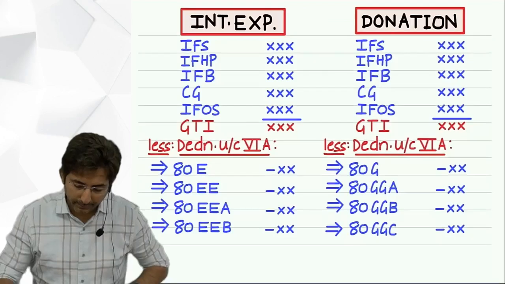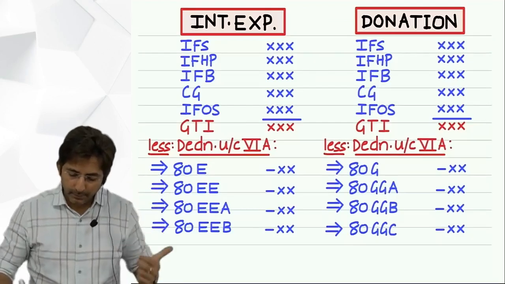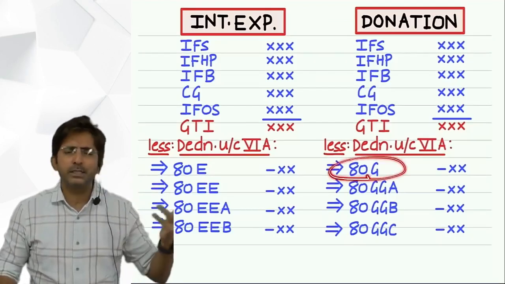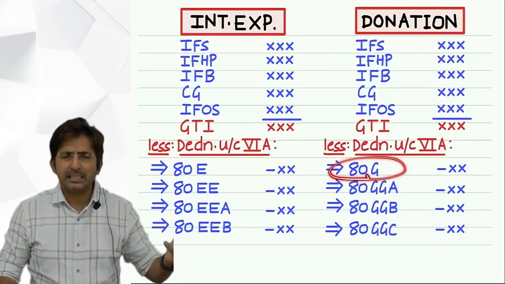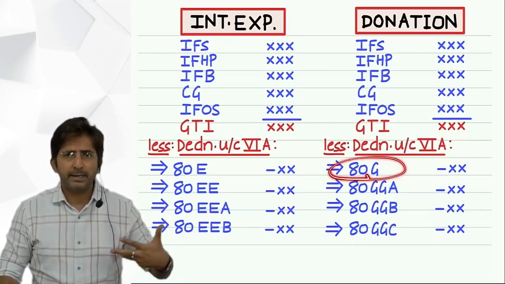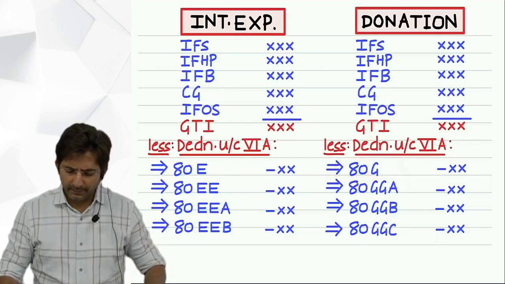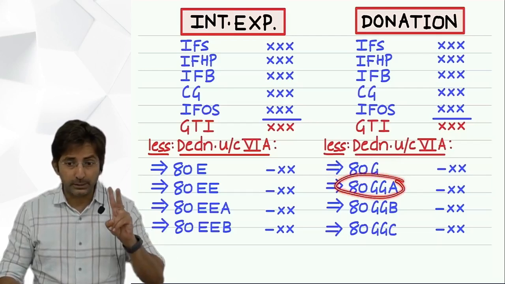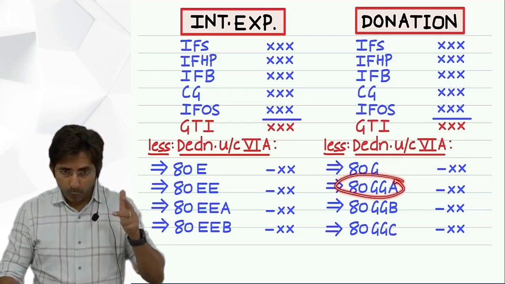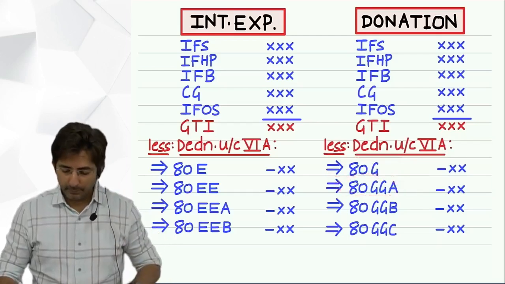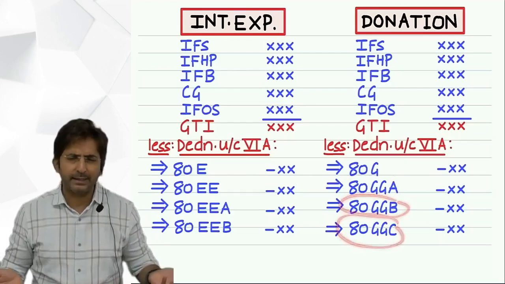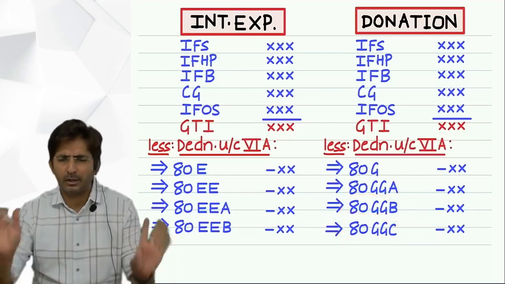See the summary. Donations, donation, donation. Under 80G, many donations. Precisely two lists: the first list and FOCHMT. Then 80GGA, two donations: research and rural development. 80GGB and 80GGC, only one item each: political party or electoral trust.